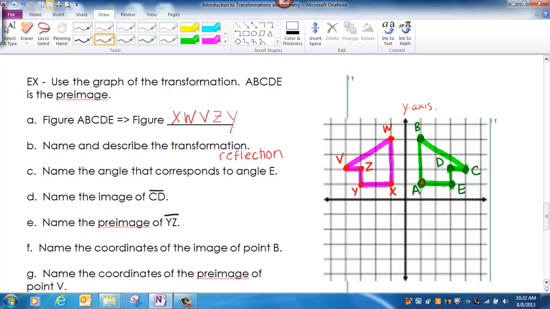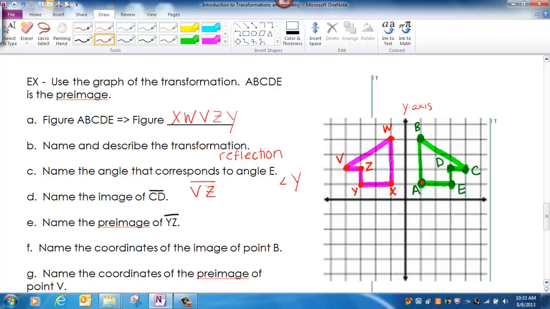Okay, now we're going to see what angles and what sides from the pre-image map up to the image. So for letter C, name the angle that corresponds to angle E. You have angle E in the pre-image. What angle is that going to correspond to in the image? That would be angle Y. Okay, name the image of CD. So you have segment CD. That is going to line up with segment VZ.